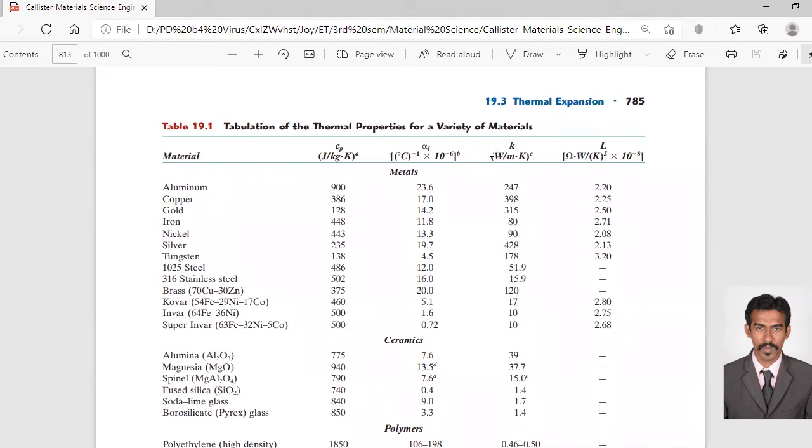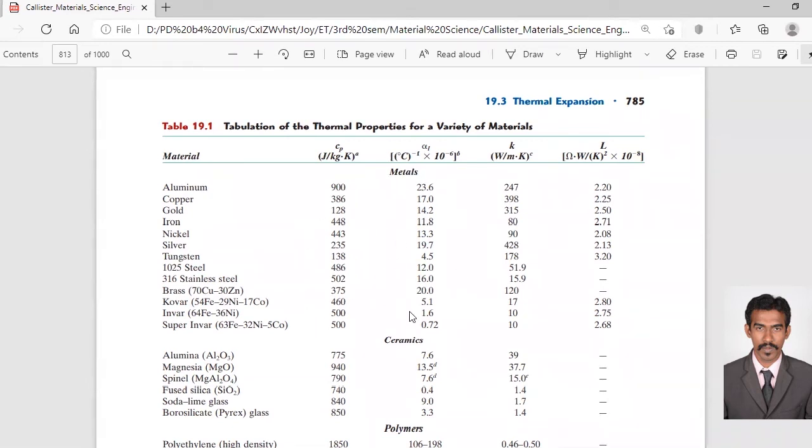And then we have K, that is conductivity, in watt per meter Kelvin, right? So aluminium heat capacity is 900, then copper 386, gold 128, iron 448, right? There are a few alloys also. Brass, that is 70 copper, 30 zinc, 375. Invar is there, 55 iron, 29 nickel, 460, right? These are all heat capacities.